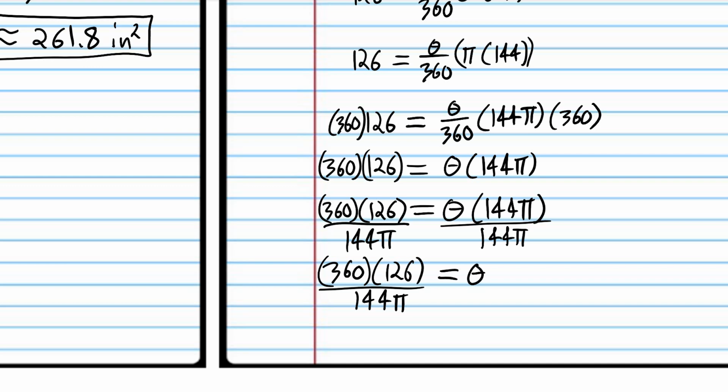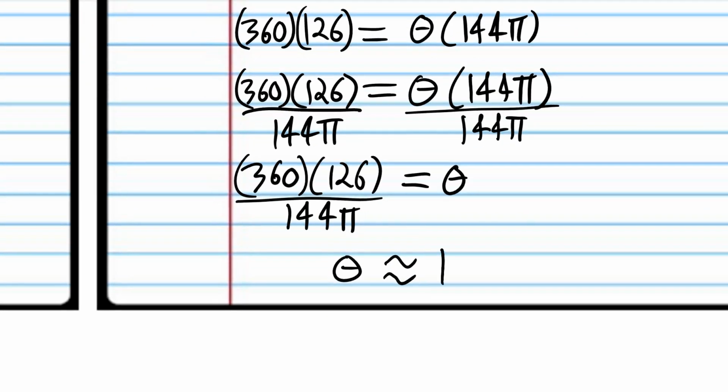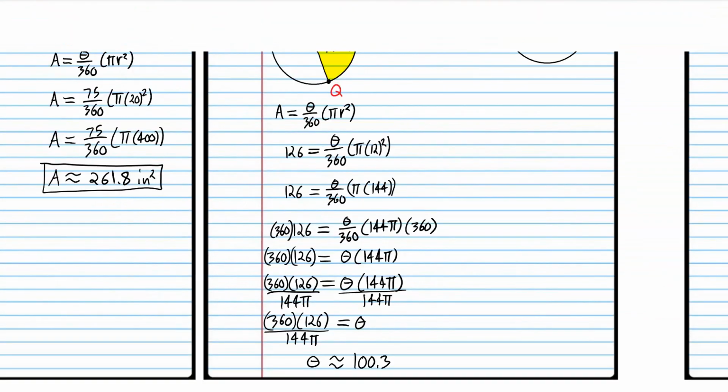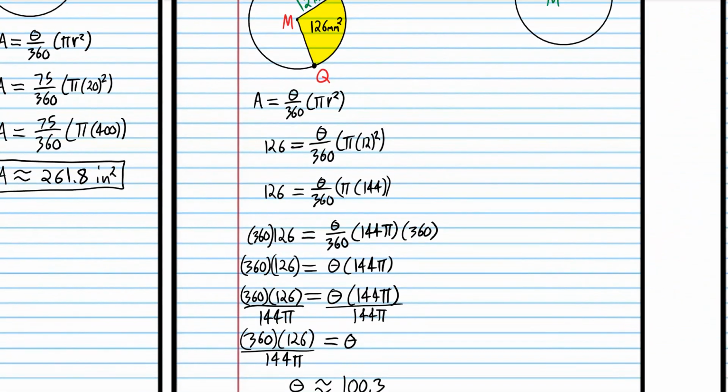And all we have to do is calculate that, crunch the numbers in our calculator, and we're done. So 360 times 126 equals, divided by 144 equals, divided by the pi button equals. So we get 100.3. And notice that I just flipped the equation there. I just prefer to have the variable on the left side. It doesn't really matter.